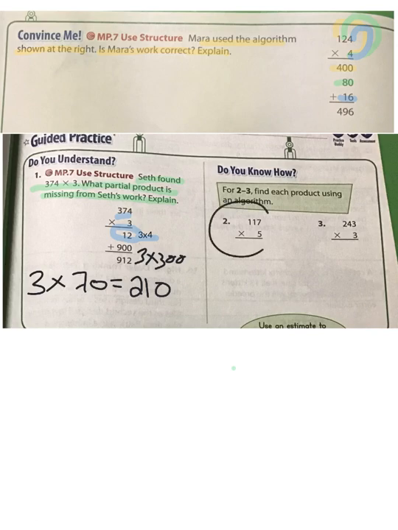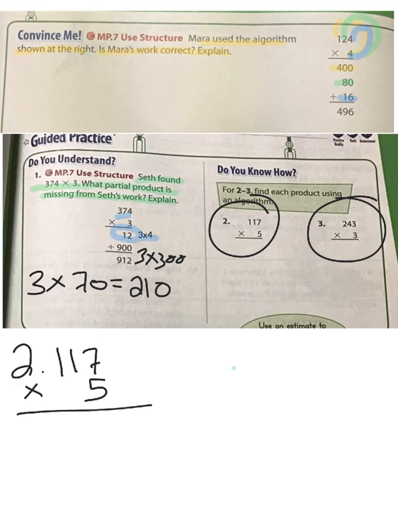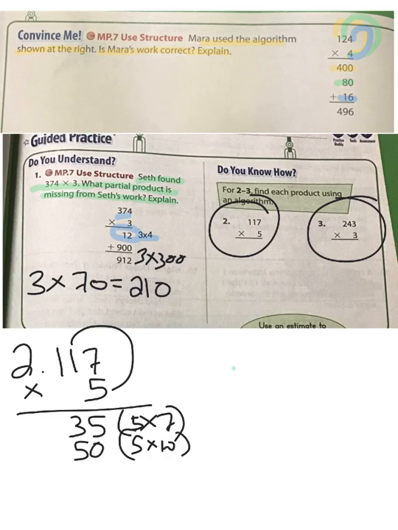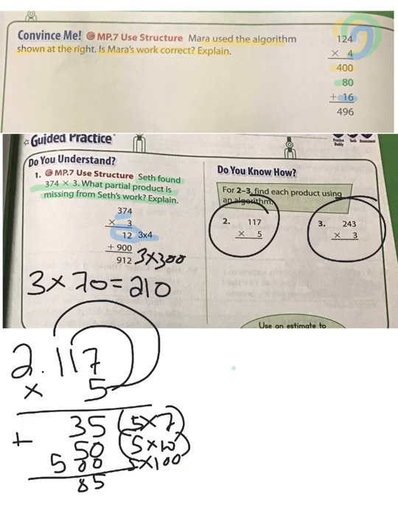Let's do numbers 2 and 3 together. If you feel comfortable enough, go ahead and do them on your own and then check your work with mine. I'm going to write them down here so it is easier to see. We have 117 times 5. We are going to be using partial products. First, we're going to multiply 5 times 7 and get 35. Next, we're going to multiply 5 times 10 to get 50. And last, we're going to multiply 5 times 100 to get 500. Then you're going to add your partial products together, and you should get 585.